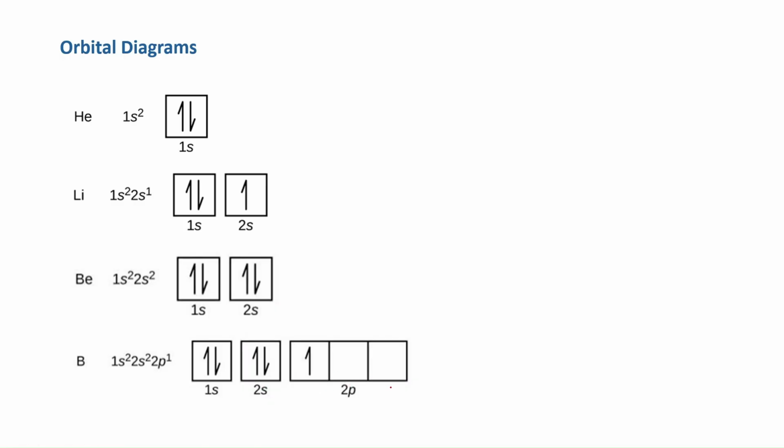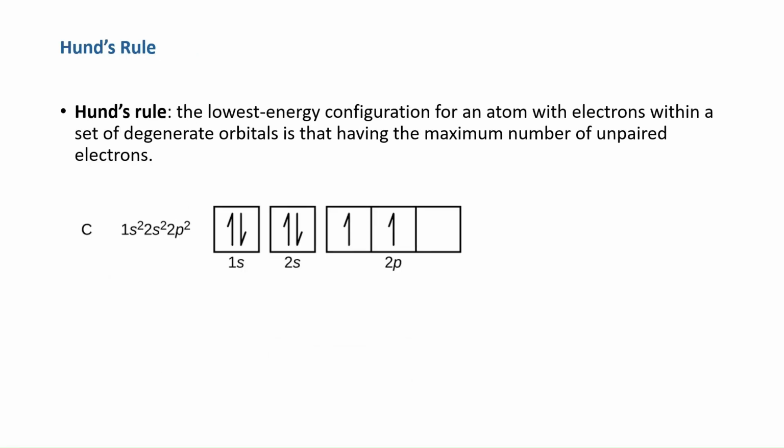Remember, there are 3 p orbitals, the x, the y, and the z. So far, everything makes a lot of sense. The problem is when you start moving to the next one. I've had students fill 1s, 2s, then the 3 2p's, and they put 2 electrons in the same orbital. No. Hund's rule.